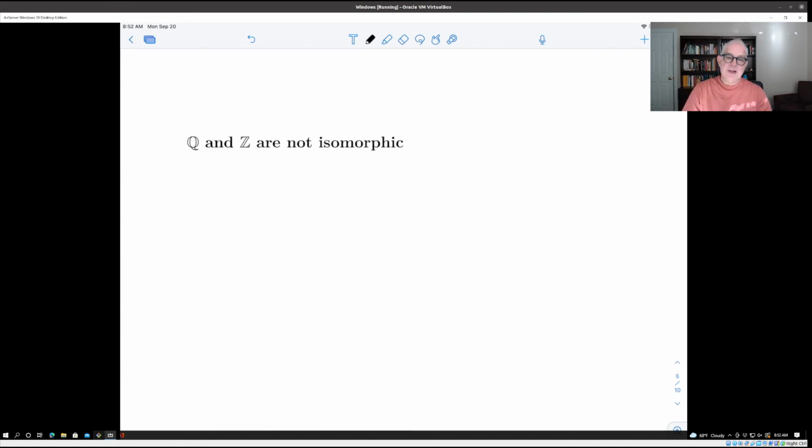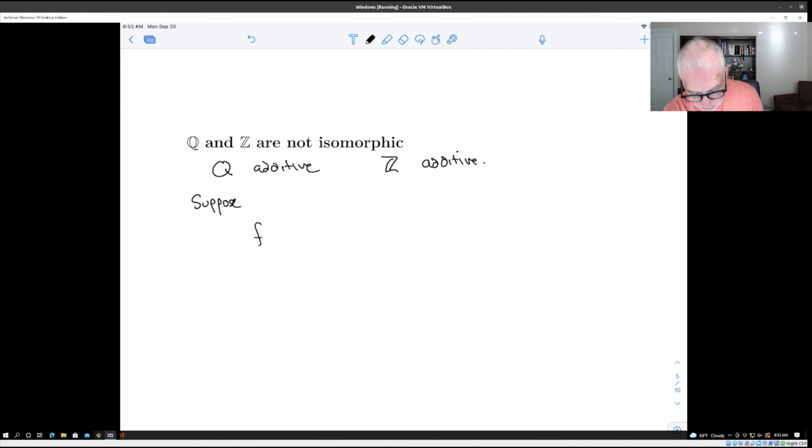And here's maybe a little bit more interesting one. Let's take the additive group of the rational numbers and the additive group of the integers. And let's suppose they're isomorphic. So let's suppose that we have a function f which goes from, well, let's go from Z to Q. How about that?